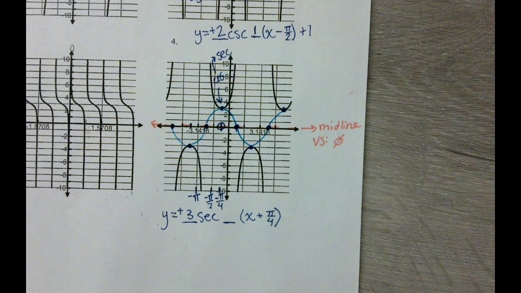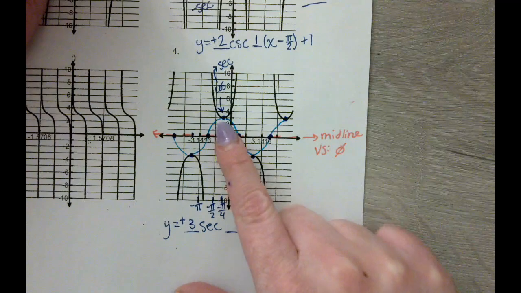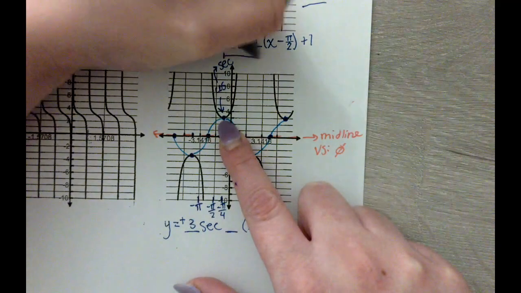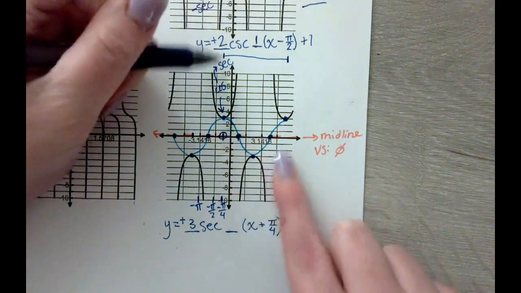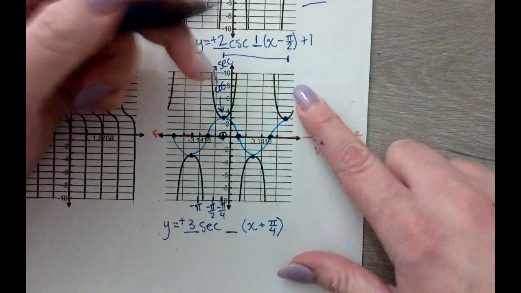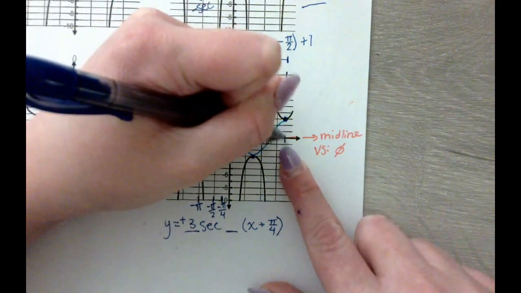B, the period, this one's going to be kind of fun to find. Not really. Okay. So you do a maximum to a maximum. Max to max. So I need this value here. I've already found it. It's negative pi over 4. And I need this value there.